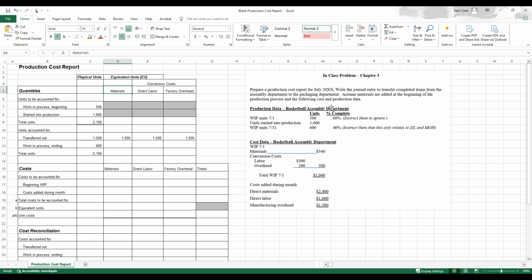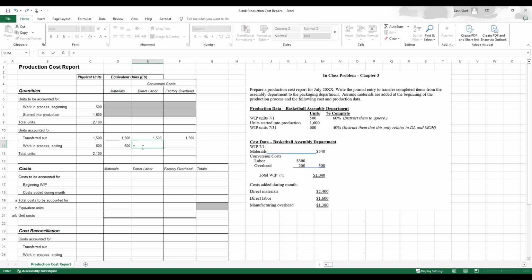So in regard to materials, it tells us all materials are added at the beginning of the production process. So that's going to be 600. It's going to be 100% complete, basically, if we want to do the math. Again, basic math, just the same number.